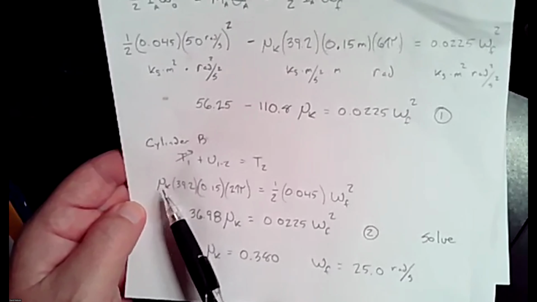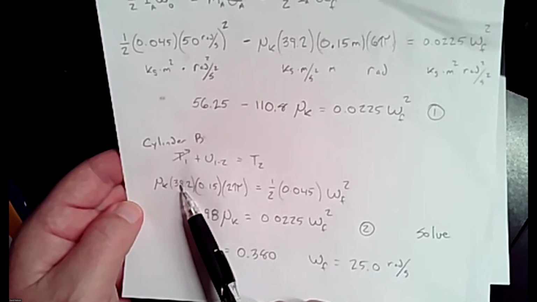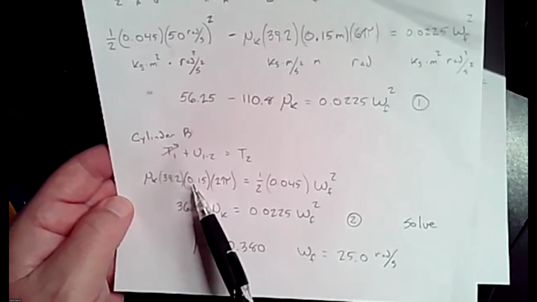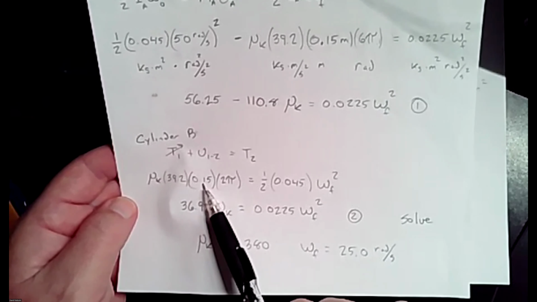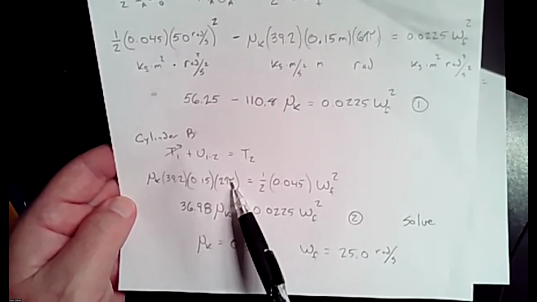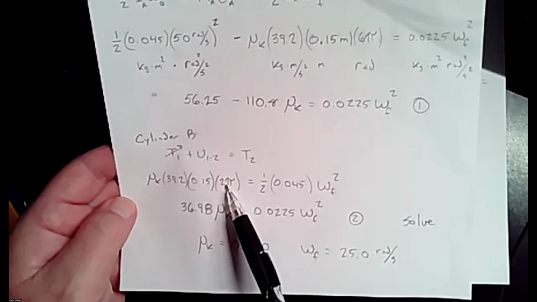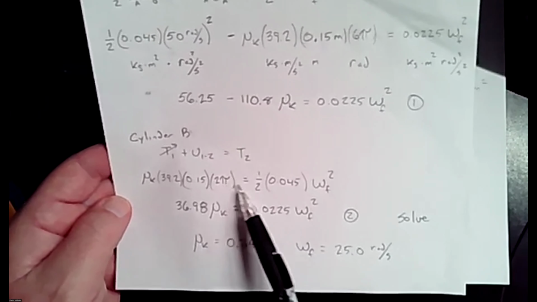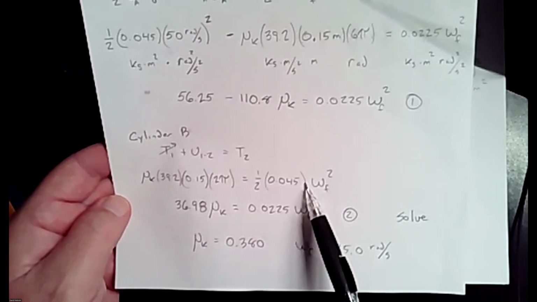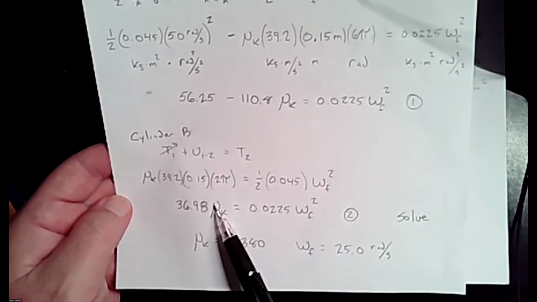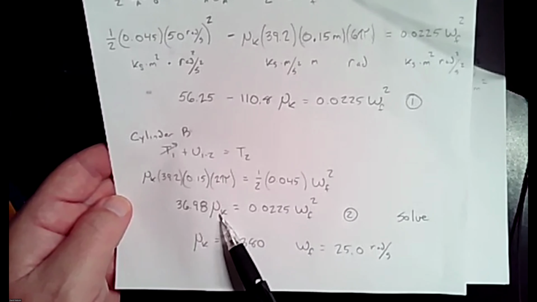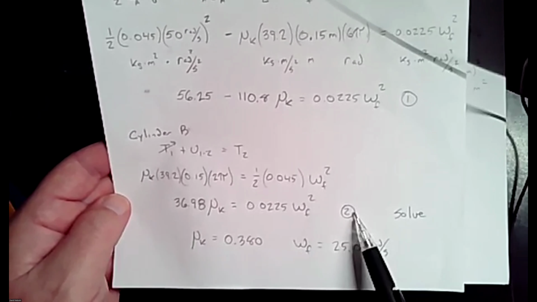It's still mu kinetic times 39.2, since the normal force is the same, times the radius 0.15. Only in this case, we're only going around 2 pi versus 6 pi in the previous one. That's going to equal 1/2 0.045 omega final. We end up with 36.98 mu k equals that. So that's our second equation.